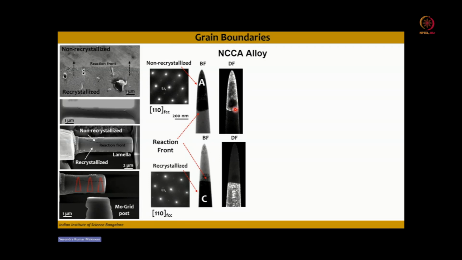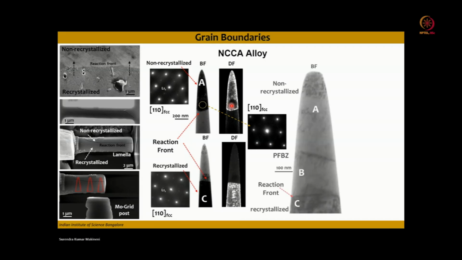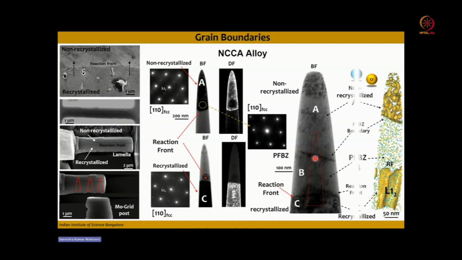Interestingly, at this location where there is a dark region, if you take the diffraction pattern, there is no superlattice spot. It means that there is a precipitate free buffer zone which is formed just near the reaction front. If you take a bright field image which is out of zone, you can see that there is a reaction front, there is a precipitate free buffer zone, and between the precipitate free buffer zone and the non-recrystallized grain, there is a boundary which is called the PFZ boundary.